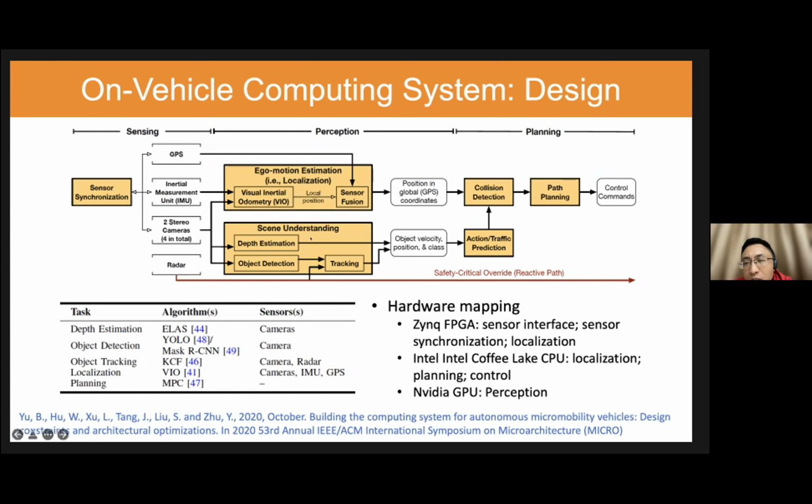And the figure shows the task graph of our on-vehicle computing system. Based on our evaluation of power and latency on FPGA, GPU, and CPU, and also considering task-level parallelism, we propose a system using FPGA, NVIDIA GPU, and Intel CPU. FPGA is used for the sensor interface logic design, sensor synchronization, and sensor pre-processing. NVIDIA GPU is used for running the perception model and estimating depths. And Intel CPU is used for localization, planning, and control. More details can be found in the reference paper at the bottom of this page.